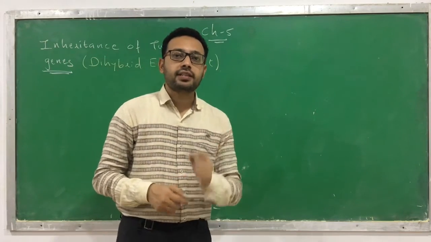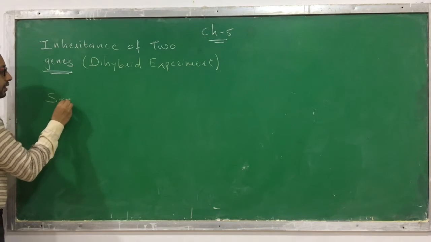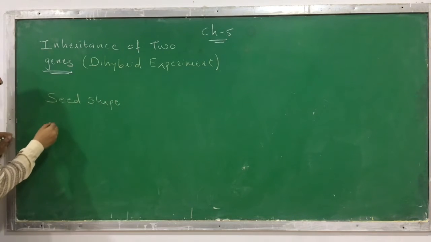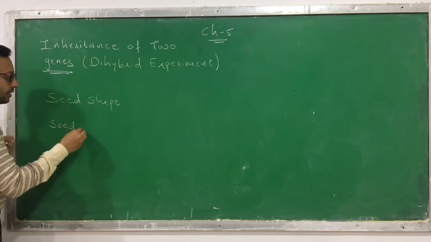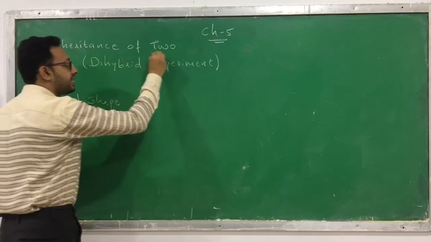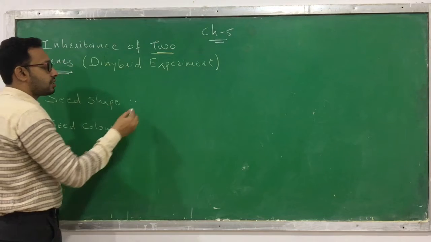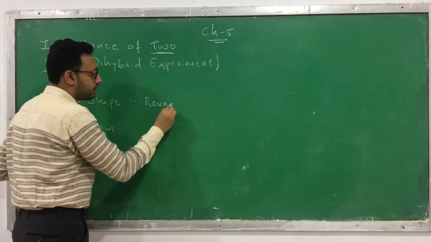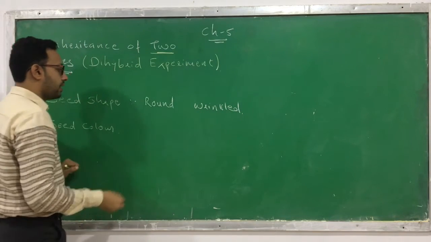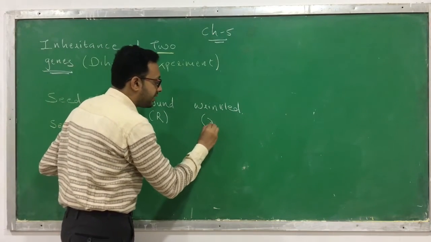Here two characters have been considered. The first character is seed shape, and the second one is seed color. It is an inheritance of two genes, so two characters are considered. There are two alleles: the first is round and the second is wrinkled. Round is characterized as capital R and wrinkled as small r.